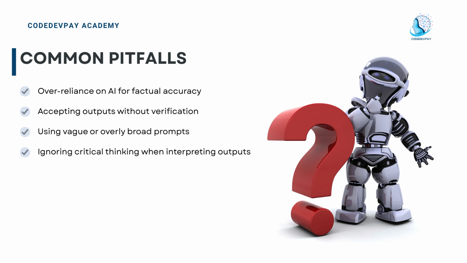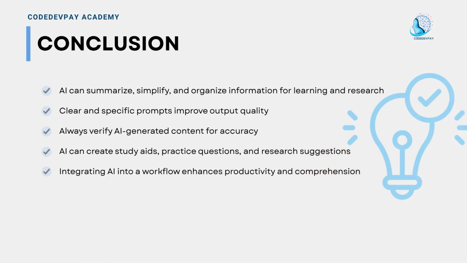So, common pitfalls, same as we've been talking about all throughout this lesson: over reliance on AI, accepting outputs without verification, using vague or overly broad prompts, and ignoring critical thinking when interpreting outputs. So, to conclude, AI can summarize, simplify, and organize information for learning and research. Clear and specific prompts improve the quality of output that we get. You should always verify AI-generated content for accuracy.